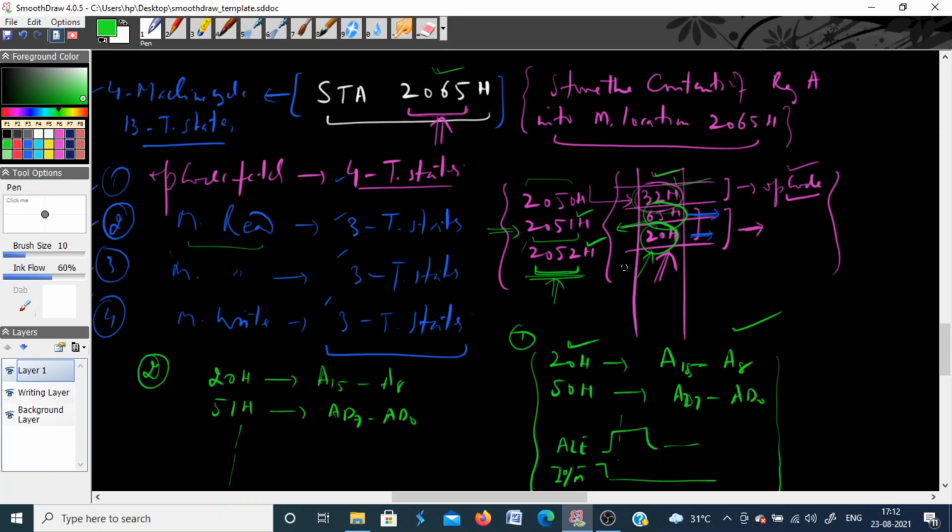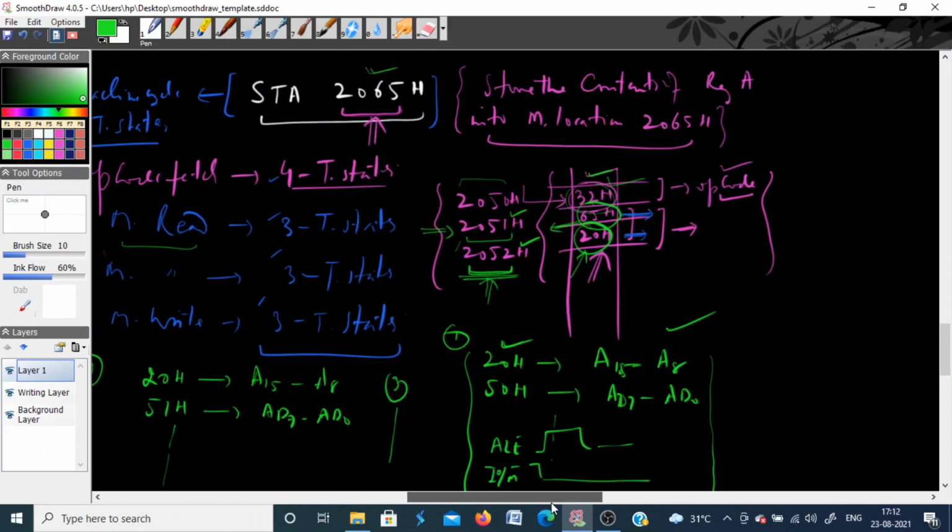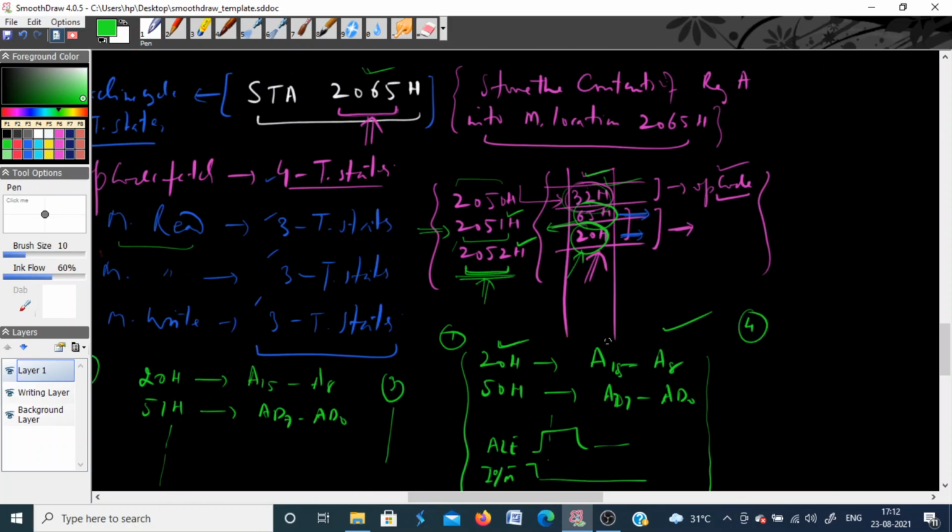The data has not been written yet. So cycles 2 and 3 are the same. In the last part, the 4th machine cycle, which is a memory write cycle, the processor has to place the contents of the accumulator at this address. It means on your address bus, that is A15 to A8 and AD7 to AD0, you have to place the address of the memory location, that is 20 on this and 65 on this.